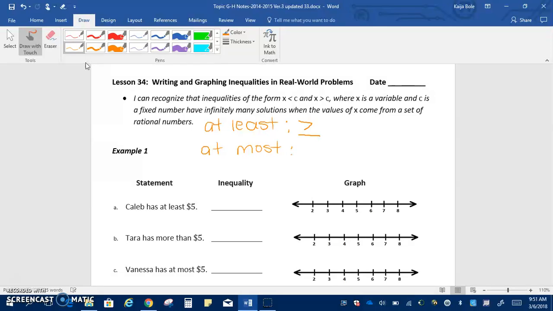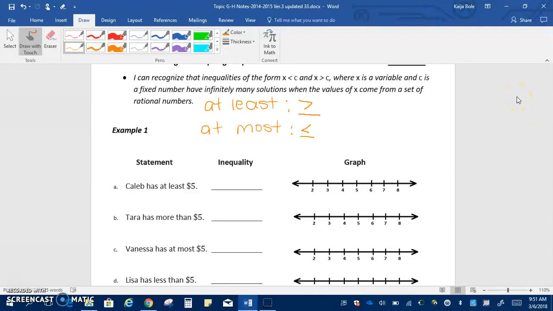At most, if I say I have at most 20 students in each of my classes, that means I have no more than 20. But I can include 20, so that means our symbol will be less than or equal to. Alright, so we're going to use those and you can refer back to those.